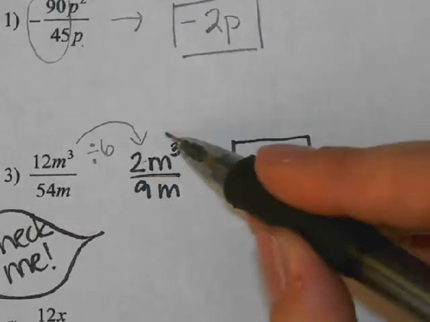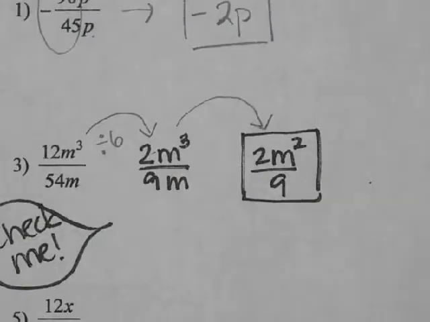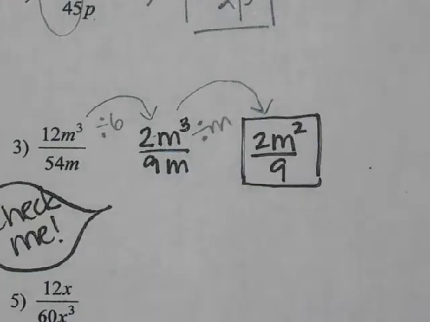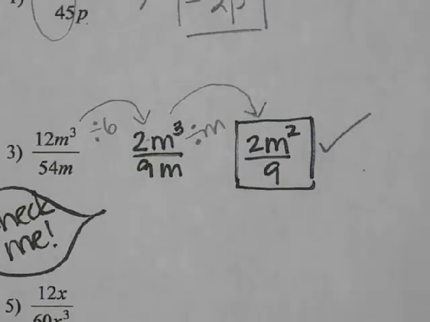How did they get from here over to here? They got rid of the m's, right? They divided by m on the top, and that became m to the second. They divided by m on the bottom, and that became a 1. And 9 times 1 just stays 9. So check, it's right.